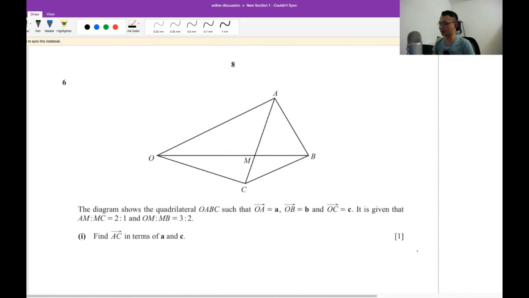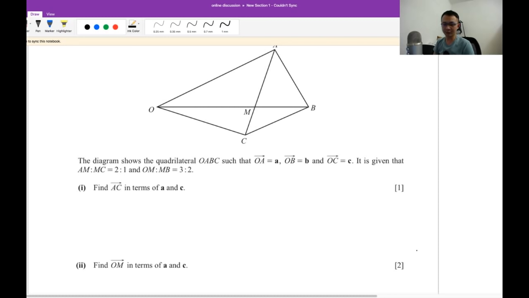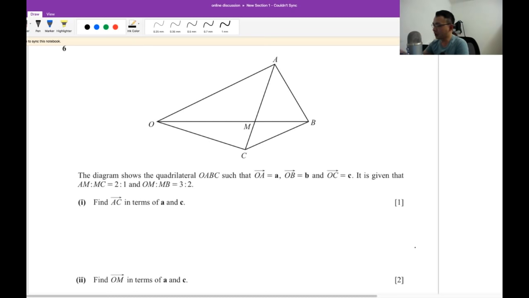Okay, so let's move on to question number 6 here. For this question, the diagram will show the quadrilaterals. Okay, we know OA is A, OB is B, OC will be C. It's given that AM ratio MC is 2:1, and OM ratio MB is 3:2. So we have another ratio here, 3 and 2. Okay, you want to find AC.